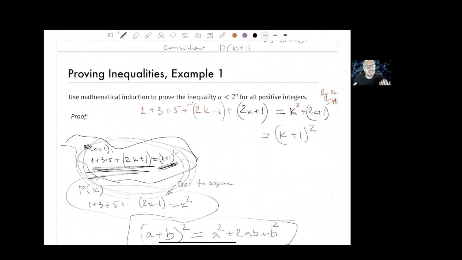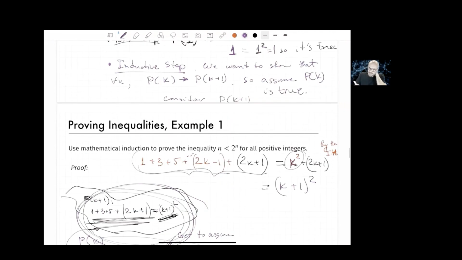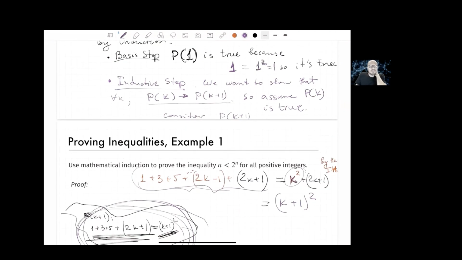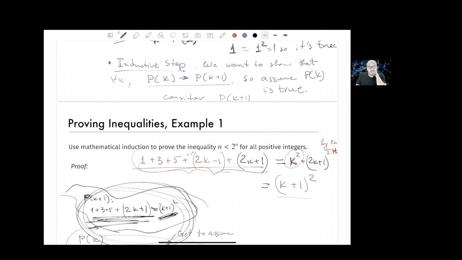I've just proven the inductive step, because if I get to assume the inductive hypothesis, which is the red piece, and I know that the red piece equals k squared, then the entire expression has to equal k plus 1 squared. And that is my expression P(k+1), which is what we set out to prove. We wanted to prove that P(k) implies P(k+1), and we just did. We showed that P(k+1) holds by using this assumption, which is our inductive hypothesis right here. Okay, so that's proof by induction.